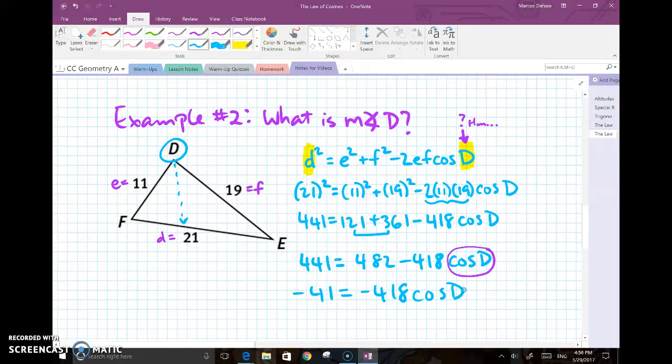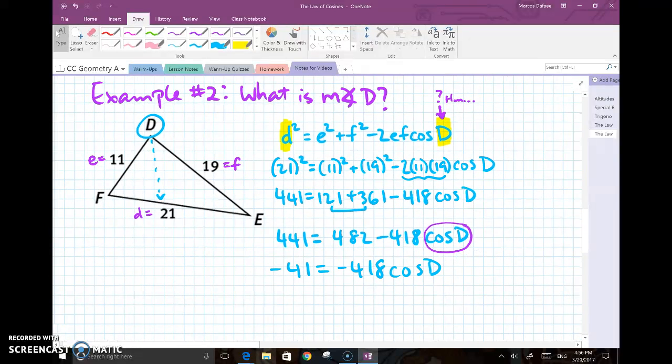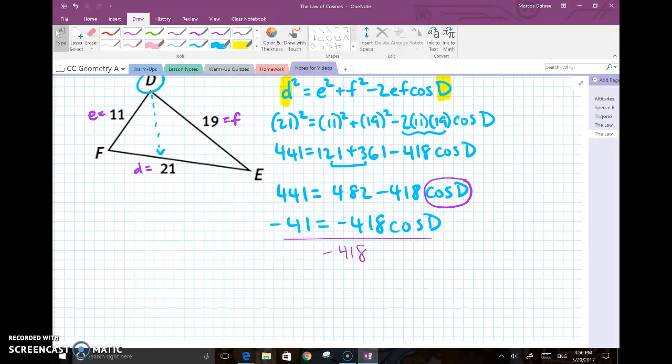If I divide both sides by negative 418, I'll just go ahead and show you that step here. So if I divide everything by negative 418, what I then get on the left side is positive 0.0981. On the right side, I just have cosine of d.